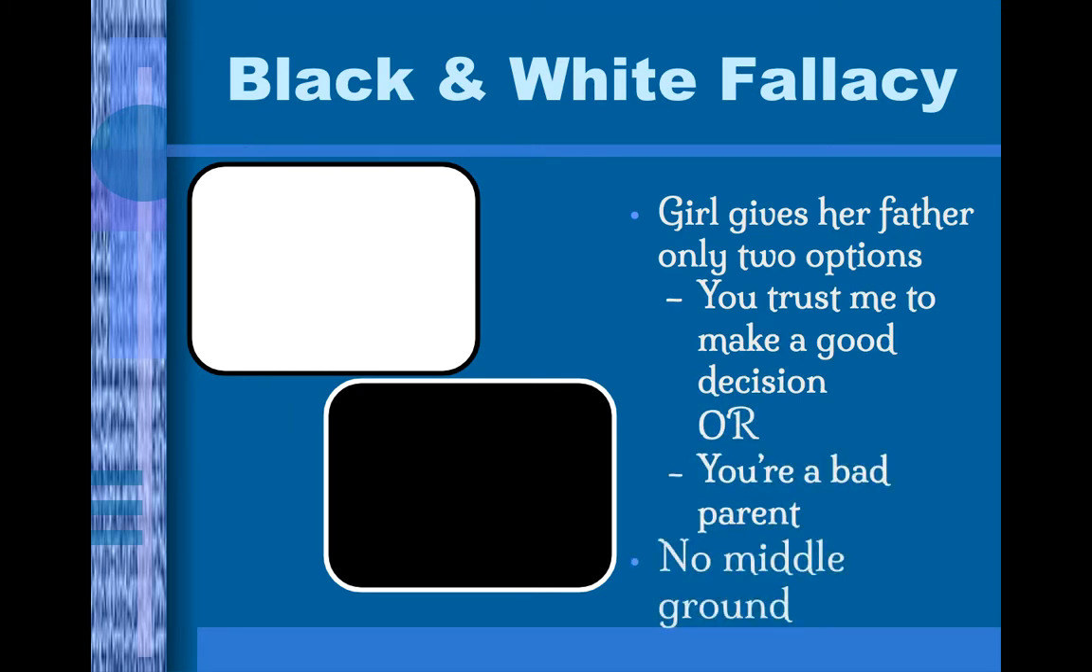This isn't necessarily true. He could be a good parent, but not necessarily trust her to make the right decisions yet, okay? Or he could trust her and she could still make a bad choice. That doesn't mean he's a bad parent. So just because you have two options doesn't mean that's actually true, all right? That's important, all right? Black and white fallacy, two options, not necessarily true, but you're only given two choices. You have to pick. There's no mixing.